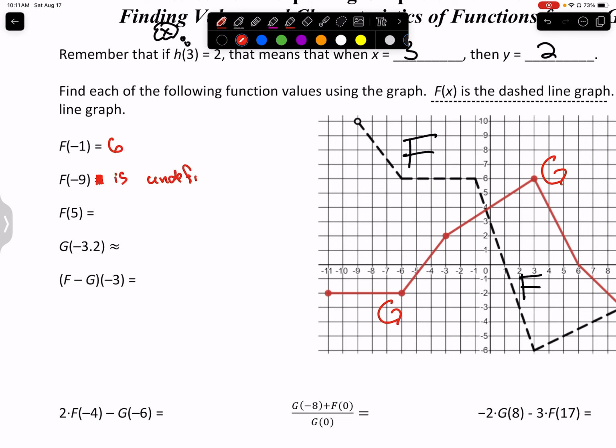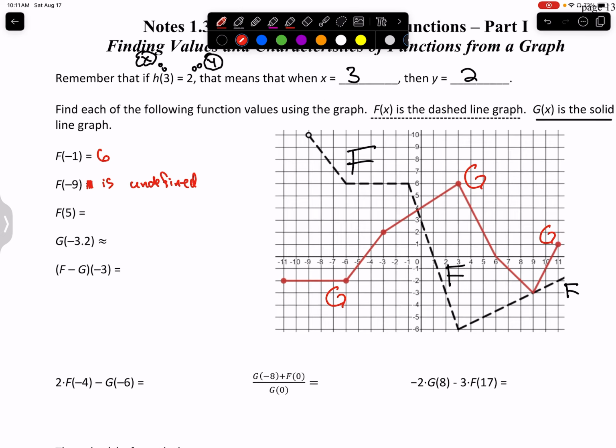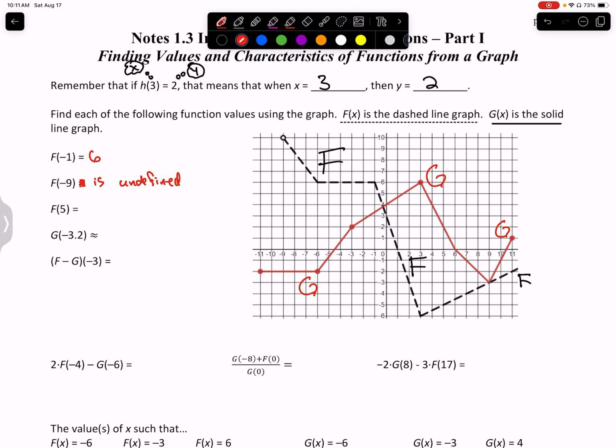We would never want to say equals undefined. And if you notice that on any of my answer keys, let me know so I can fix it. Because I used to incorrectly say equals undefined. That is wrong. I should not be saying that.